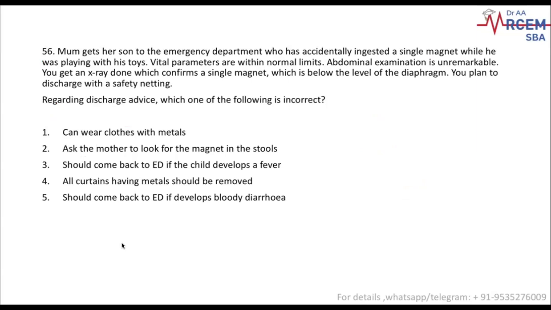Mom brings her son to the emergency department, who has accidentally ingested a single magnet while he was playing with toys. Vital parameters are within normal limits. Abdomen is soft, non-tender. You get an X-ray done and confirm it is a single magnet, which is below the level of the diaphragm. You plan to discharge with safety netting. Regarding discharge advice, which one of the following is incorrect?